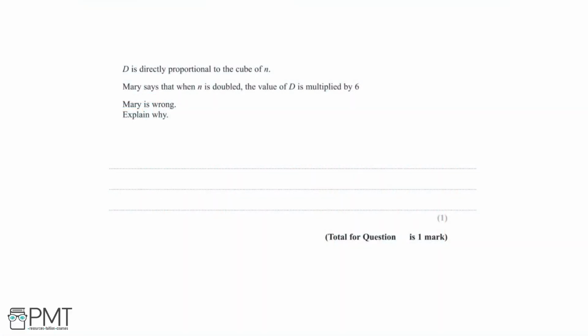In this question, we're told that d is directly proportional to the cube of n. Mary says that when n is doubled, the value of d is multiplied by 6. Mary is incorrect, and we need to explain why. So let's add some numbers to this. When something's doubled, we know that it's multiplied by 2. And so the cube of a number means something, which we'll call x, to the power of 3.